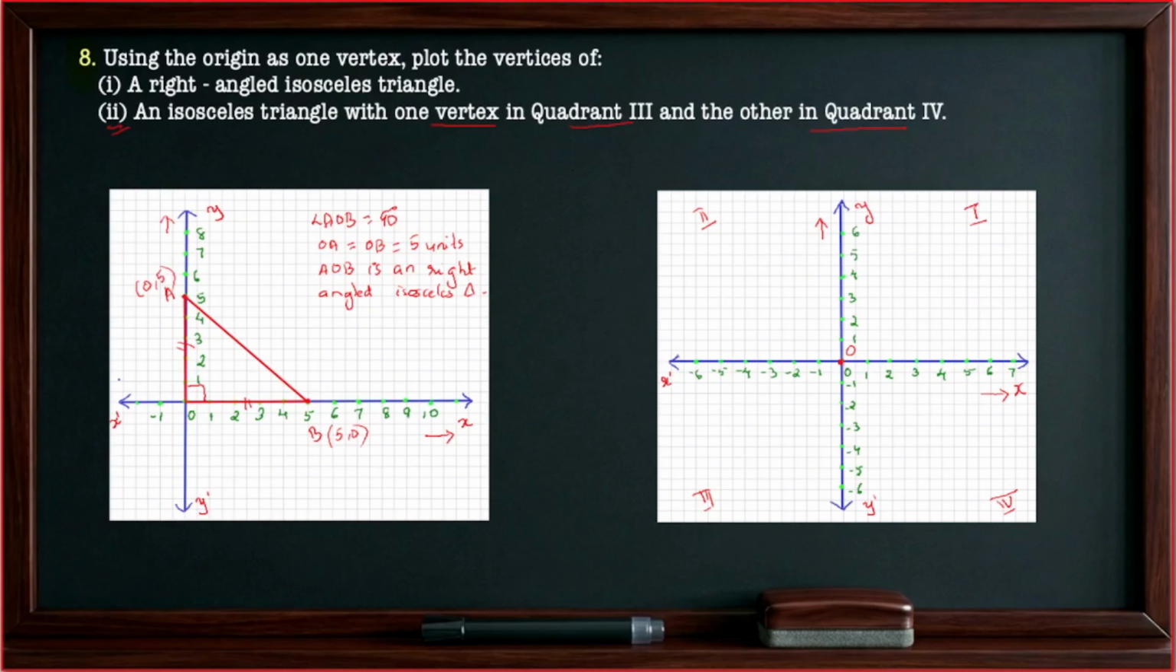So we have taken one vertex as the origin. Now I'm going to take the other coordinates in the third quadrant. X as -4 and y as -5. So here the point will be, right, the point that is -4, -5. Let us name this as P.